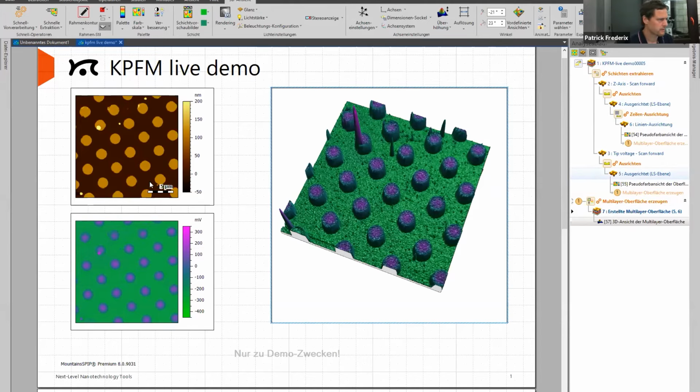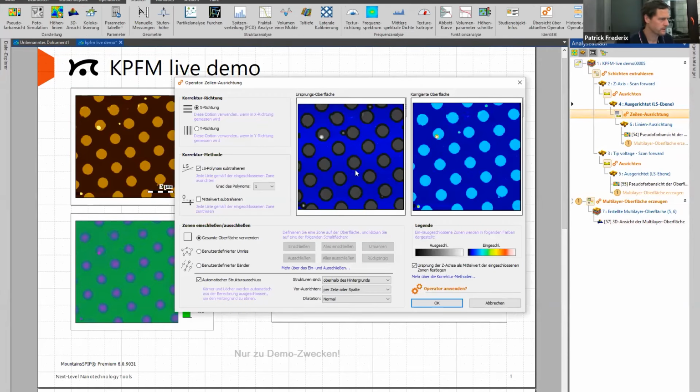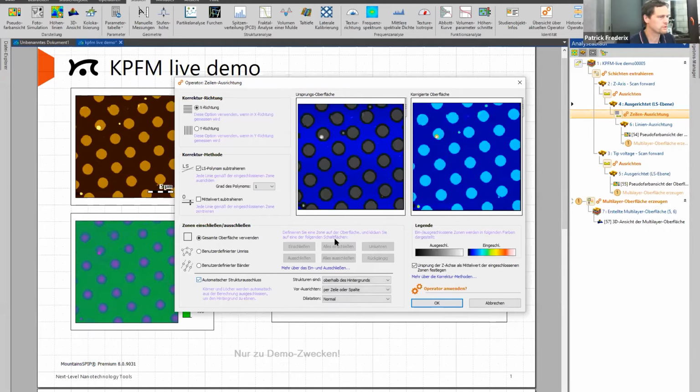So, for example, in the topography I can see I did a plane tilt, and then also a line by line tilt, and I can look at how the line tilt was done. It automatically looked for structures above the background to exclude them. If I did not do that, you see I immediately get these artifacts in the topography that are not real. With this automatic exclusion, I nicely get my topography like I expect it to be.